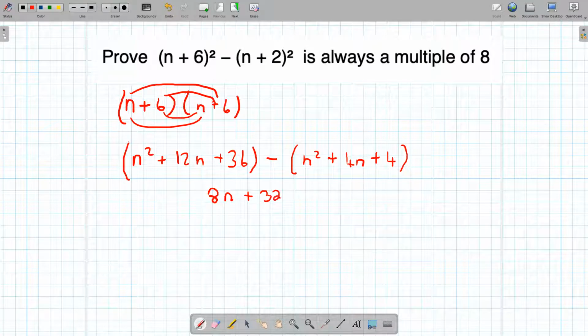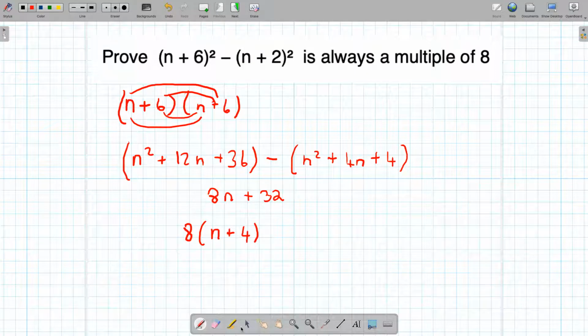Now what I want to do is to try and factorize that. So find a number that divides into 8n and 32. And not just factorize it, but find the highest number. So the highest number that divides into both of those is 8. So we're going to take 8 out, and we're left with n plus 4.